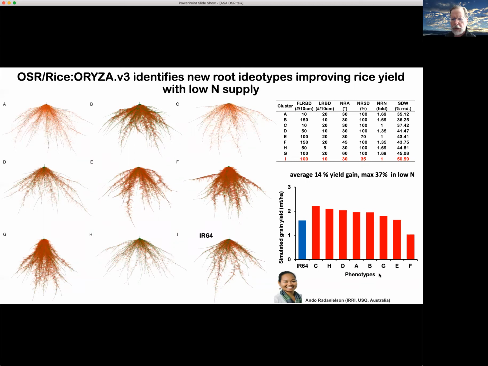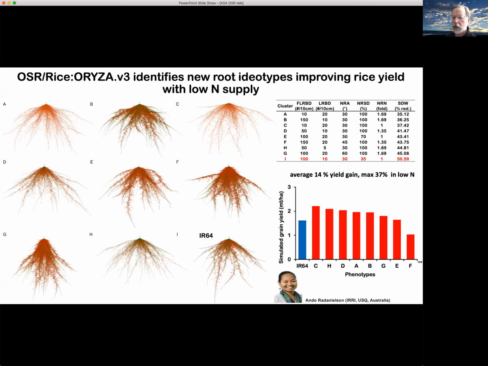So here we have the range of phenotypes compared to IR64, their simulated yield in the year 2016, the actual precipitation of the year 2016, as experienced at IRRI headquarters in the Philippines. And according to these simulations, on average, these phenotypes are able to increase yield by 14%, with the best performing phenotype 37% better than the yield of IR64. Now you'll notice that phenotype F actually performs worse than IR64 in this simulation, contrary to OpenSimRoot predictions.